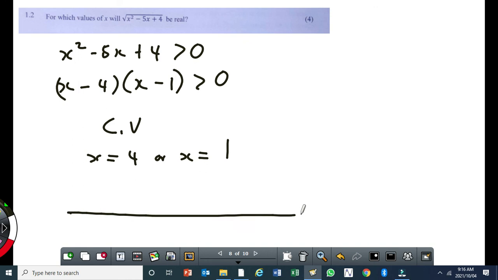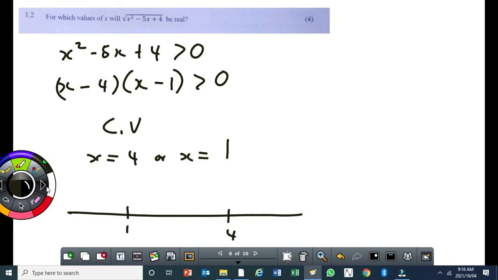If I draw my number line, put 1 here, put 4 there, then draw those vertical lines. Be aware that to the right of 4, x is greater than 4. Between 1 and 4, 1 is less than x is less than 4. To the left of 1, x is less than 1. Do you all understand what I just did there? Yes. Then the next thing is trial and error for each interval.